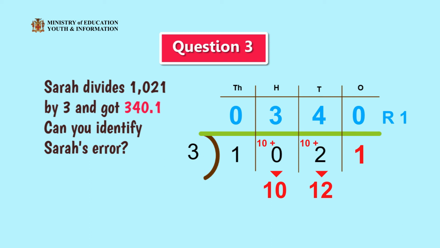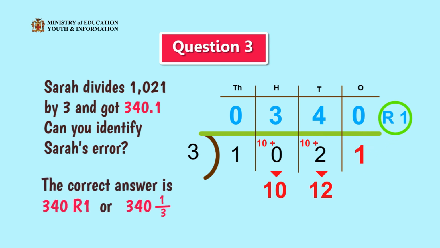Do you see the error Sarah made? In her answer, Sarah represented the 1 remaining unit as 1/10. An entire unit was left over, not a decimal fraction. Hence, Sarah should have written her answer as 340 remainder 1 or 340 and 1/3.